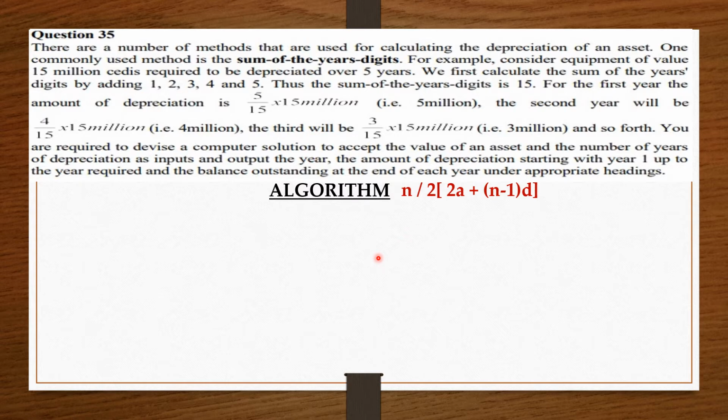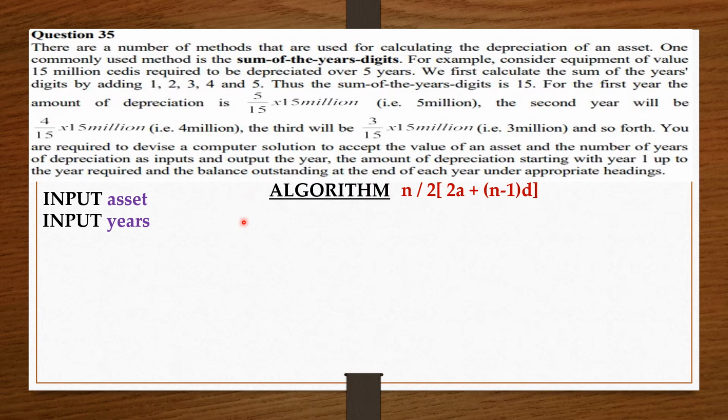So the algorithm: we have to take the value of the assets from the user. So we say input assets. And we have to take the number of years also. So we say input years. Then from the question, we first calculate the sum of the years. So we have to calculate the sum of the years.